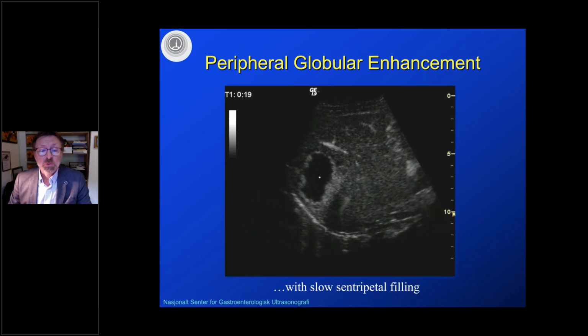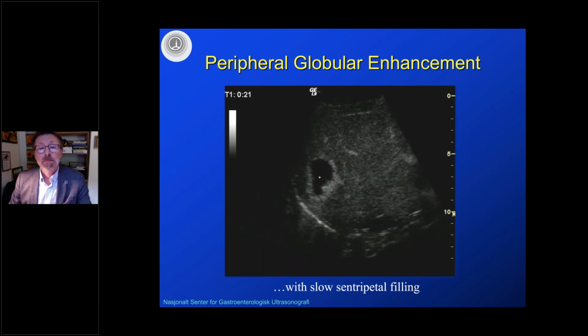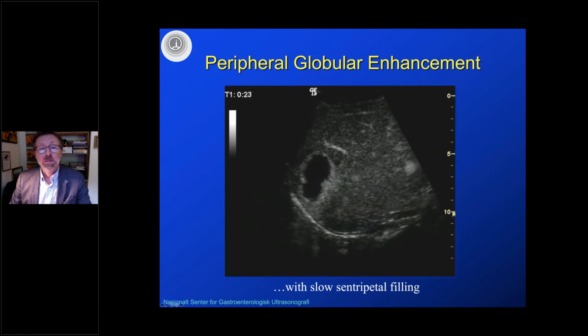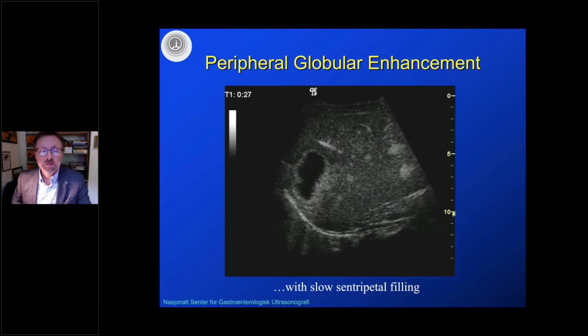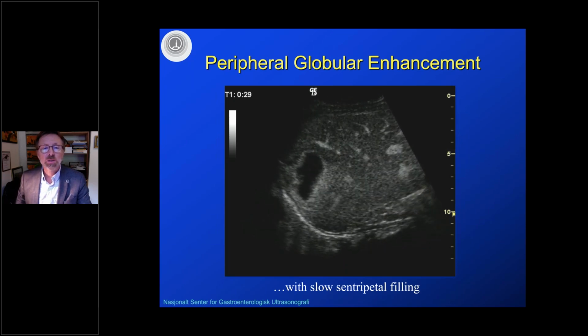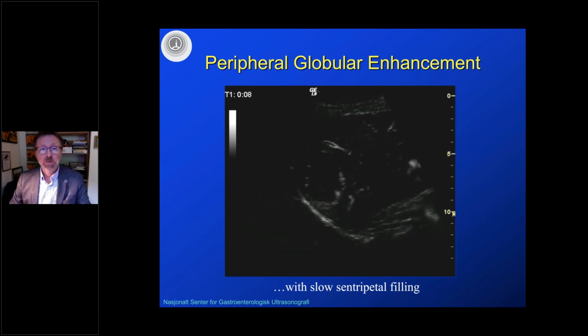Later, this tumor showed slow centripetal filling. All these are classical criteria of hemangioma. And if you observe something like this, you don't need to do any more imaging studies, and you don't need to take any biopsies.